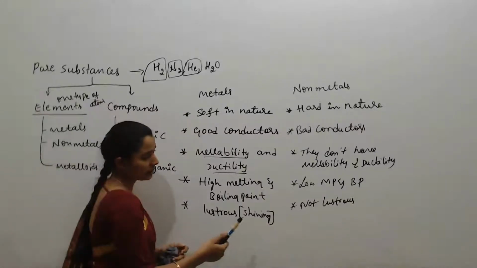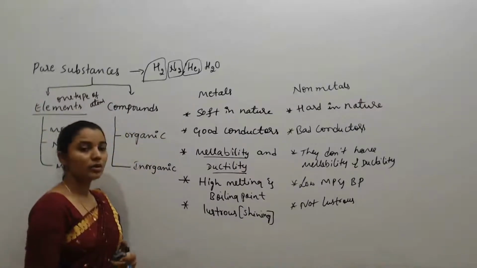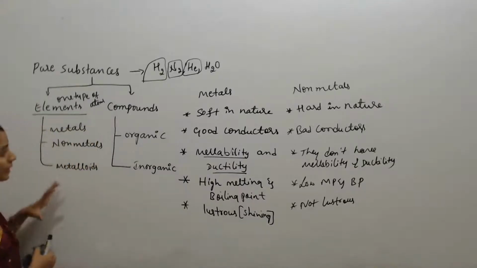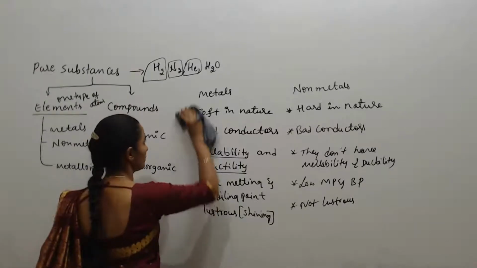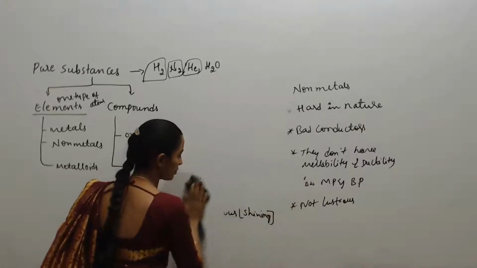Okay, metals are lustrous in nature, non-metals are non-lustrous. Of course, the metalloids are also lustrous in nature. This is all about the elements. Then we will come to what? Compounds. Okay, then we will come to compounds.